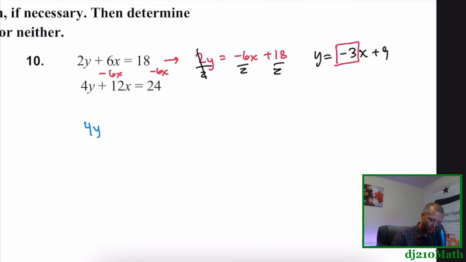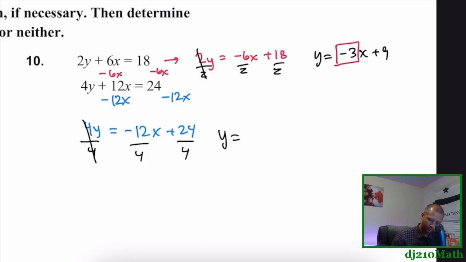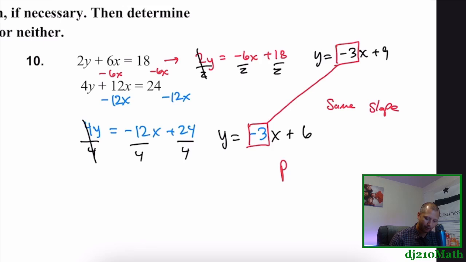Second equation, we're going to subtract 12x from both sides. So we get 4y is equal to negative 12x plus 24. Now we're going to divide everything by 4 because we want to get y by itself. So we get y is equal to negative 12 divided by 4. So that's negative 3 x plus 24 divided by 4 is 6. All right. The slope we're looking for is negative 3. So when we compare the two, it's the same slope. And that means they're parallel.